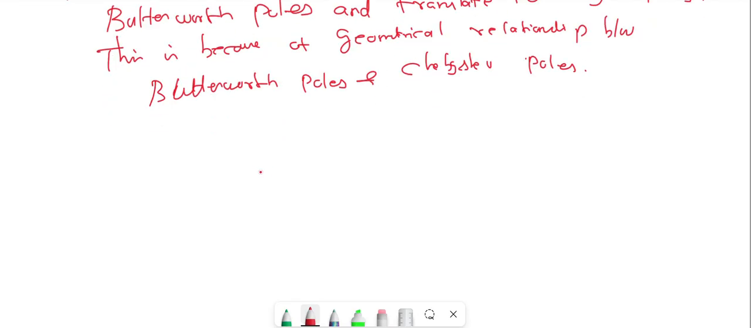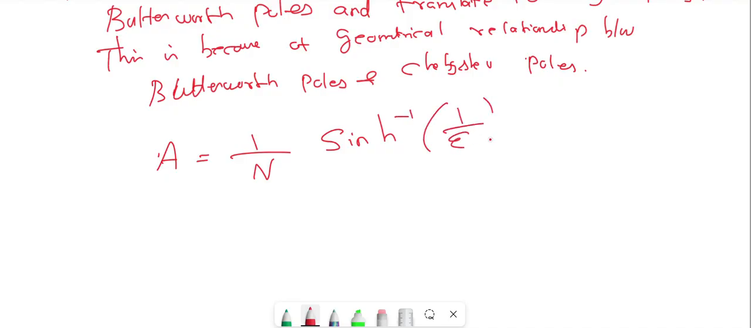Whatever poles are located on the unit circle can be translated onto the ellipse. This is the geometric relationship between Butterworth poles and Chebyshev poles. So now the design parameter A can be defined as 1 by n sinh inverse of 1 by epsilon.